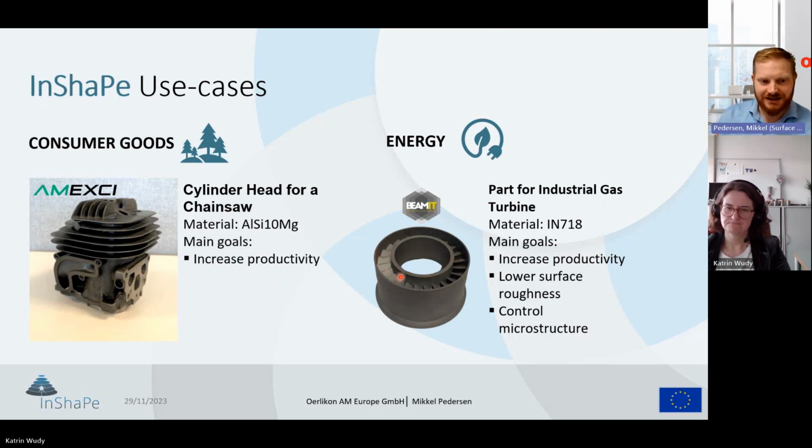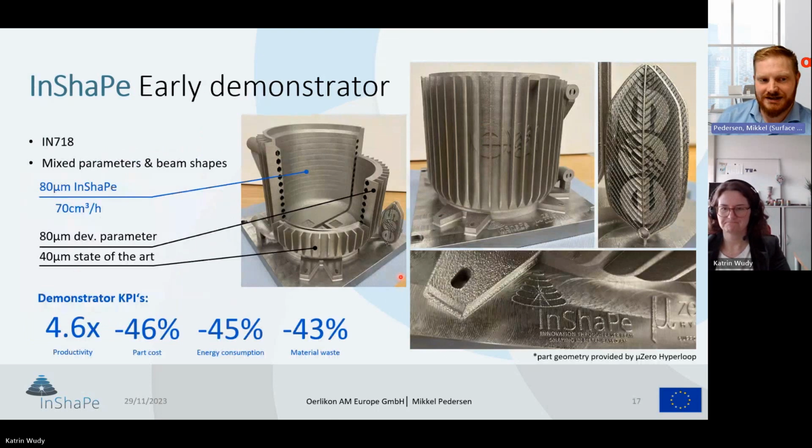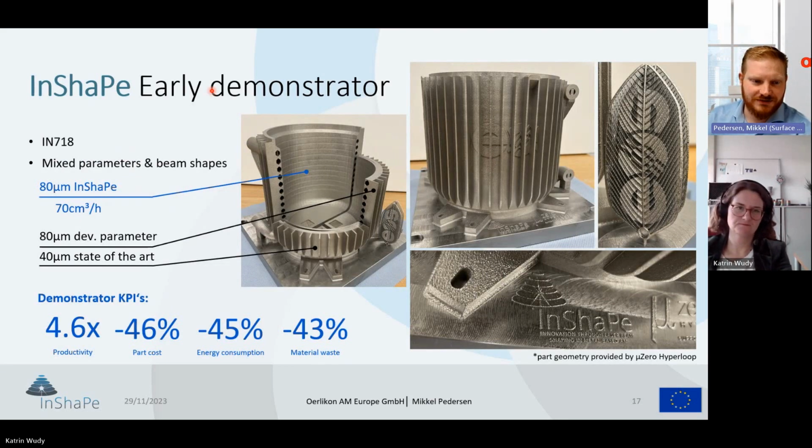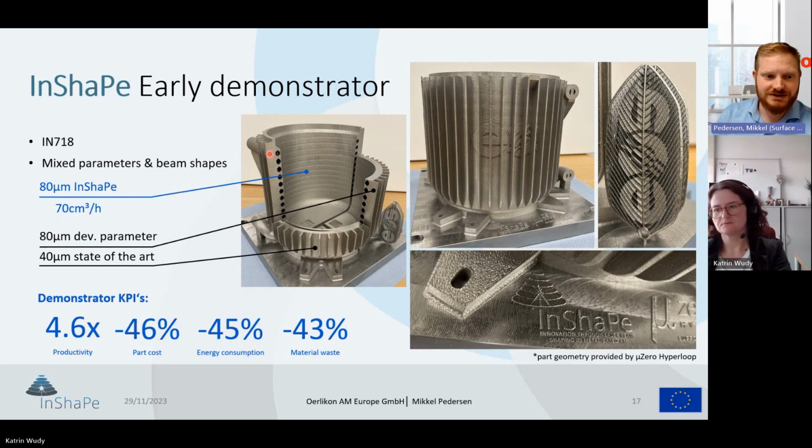So there are some elements that go across these, and then there are some that are new. And we want to show you this demonstrator, which is one that our colleague Marcus from EOS printed recently to show how far we've come in the development already. So here we have this complicated part from a student team that's part of the Hyperloop challenge. And what we see is we have a part that's printed with multiple beam shapes, multiple parameter sets, and multiple layer thicknesses, all within one build.